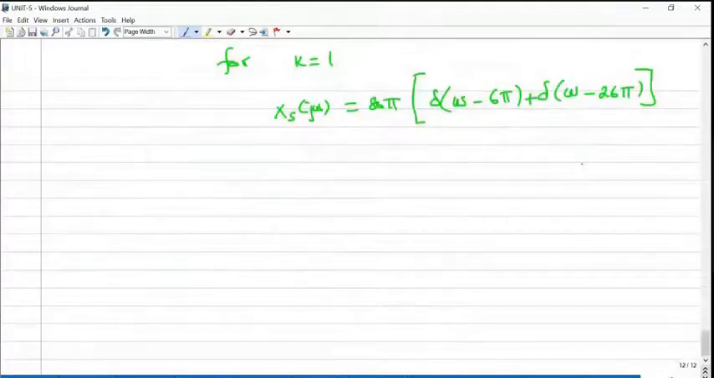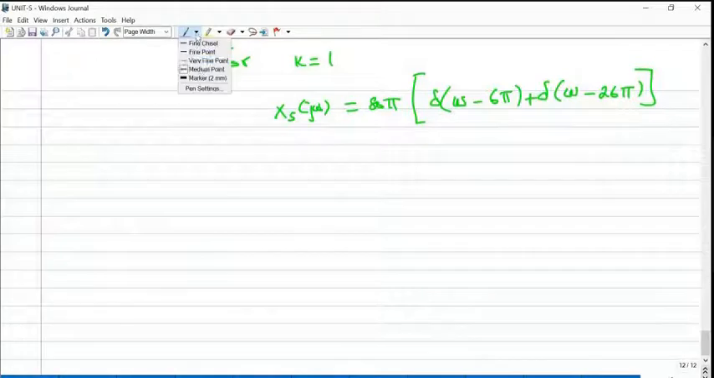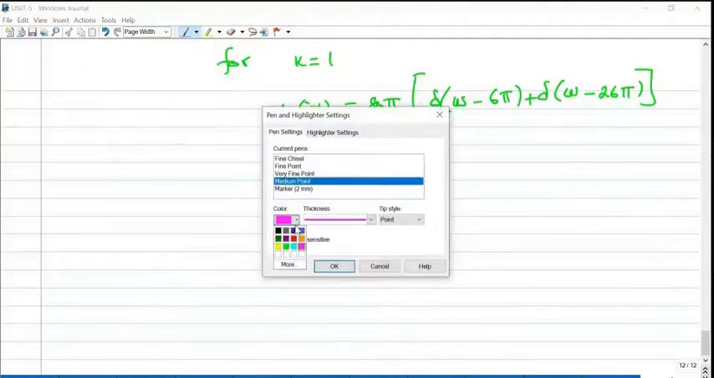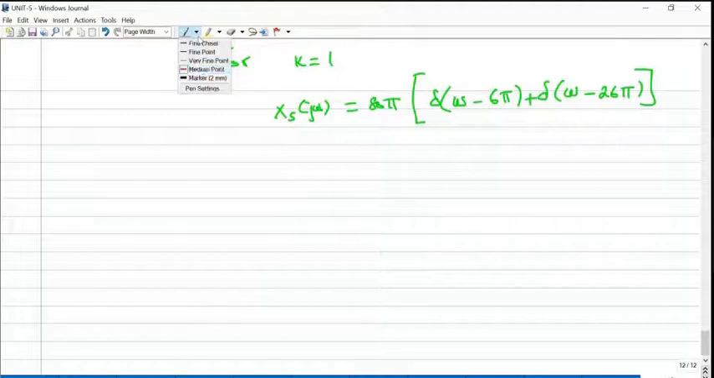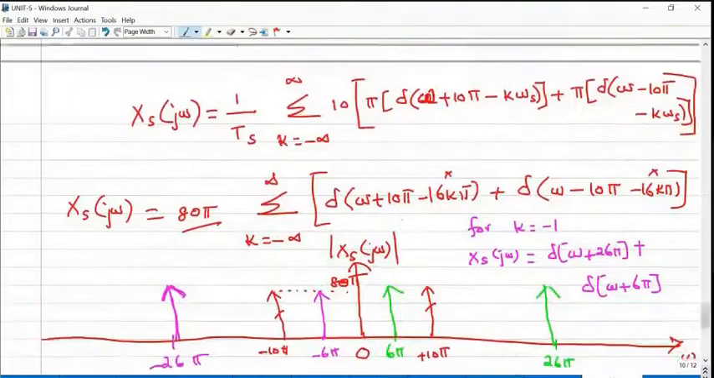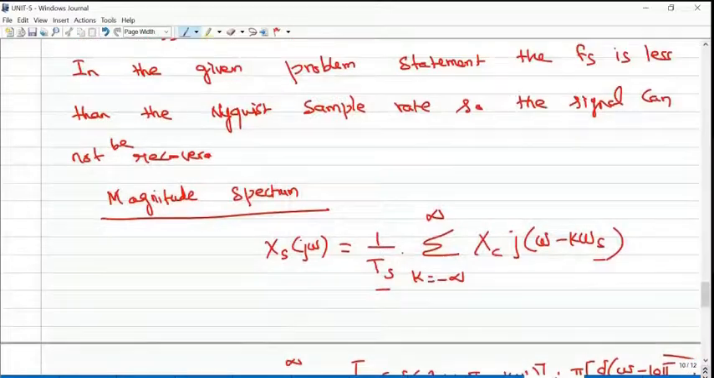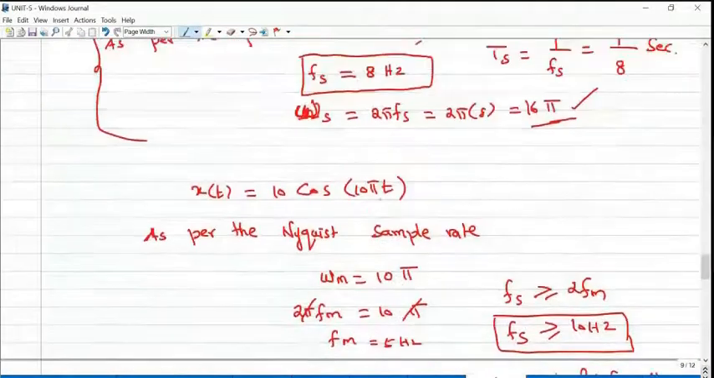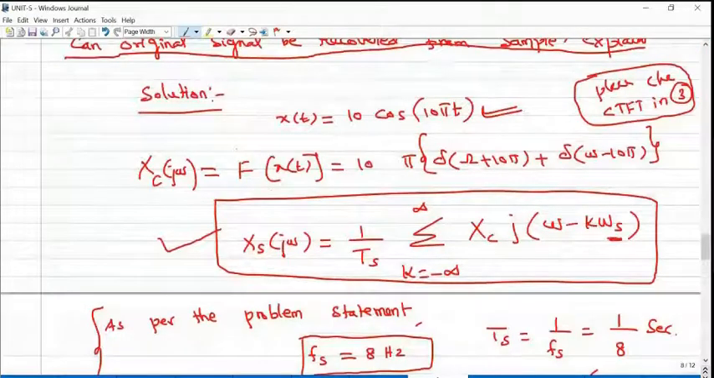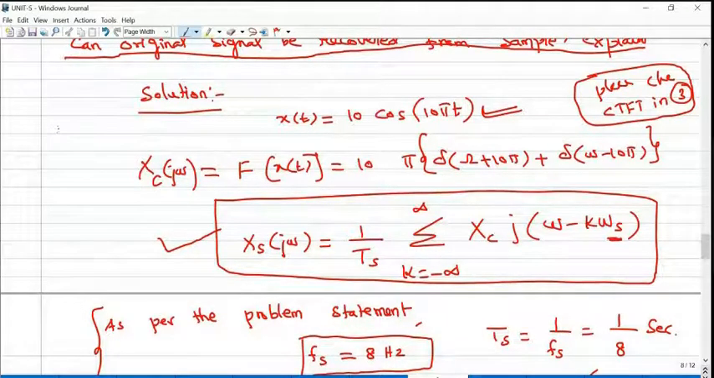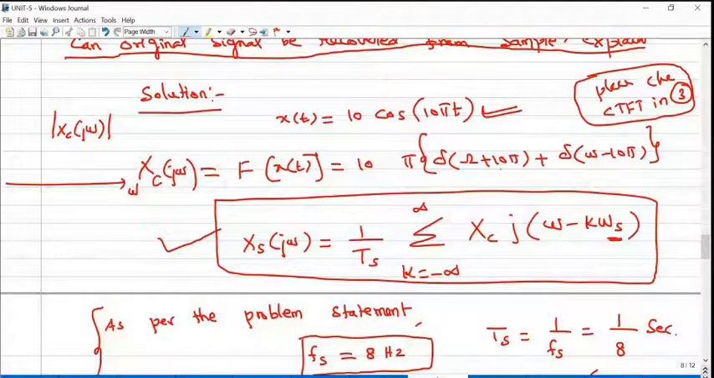What is the magnitude spectrum of the original signal? That is, xc of t equal to 10 cos 10 pi t. So Xc of j omega is 10 pi times delta of omega plus 10 pi plus delta of omega minus 10 pi. The actual plot, Xc of j omega versus omega, has pi delta of omega plus 10 pi, and pi delta of omega minus 10 pi.